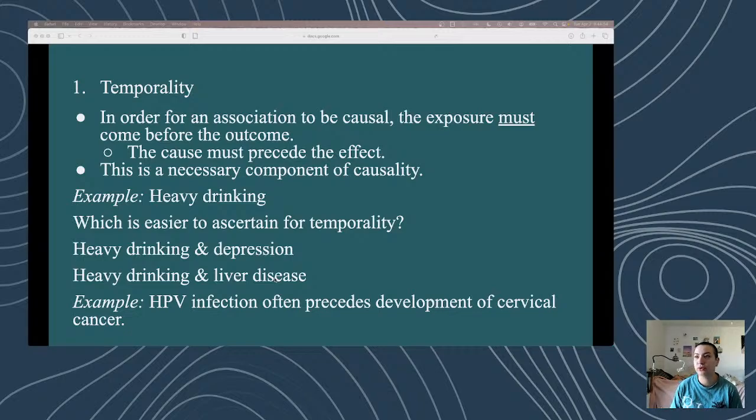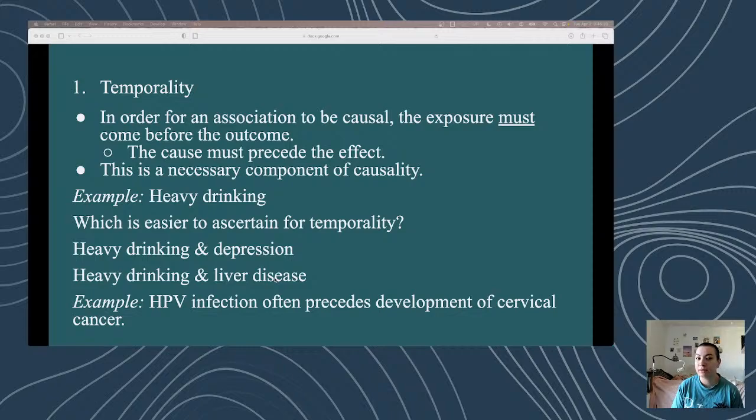That's right. It's easier to ascertain temporality for heavy drinking and liver disease. I might see you at a checkup in 2024, and I check your liver enzymes, and they're good. And I ask how much you drink, and you're like, socially, I don't binge drink. And then it could be the case that the next day, before you start drinking heavily, that you develop liver disease, but that's highly unlikely. What really would happen is you'd come to me, your doctor, the next year, and you'd say, I've been drinking more, I started binge drinking regularly, and I check your liver enzymes, and you have liver disease.